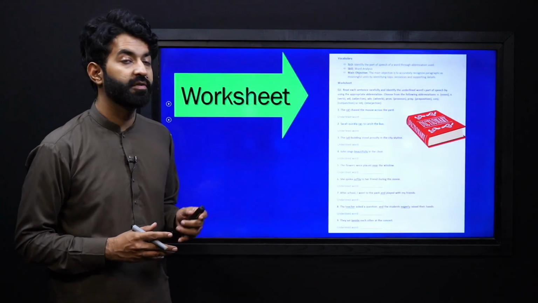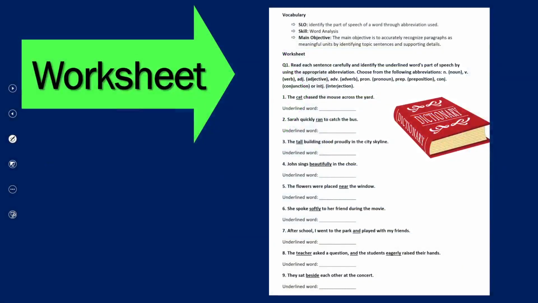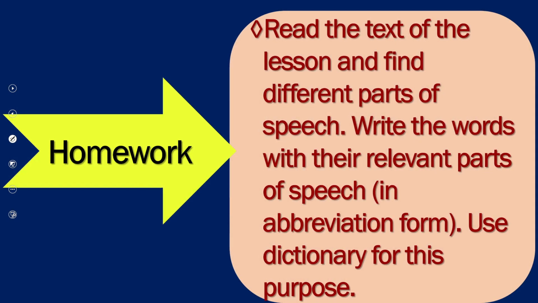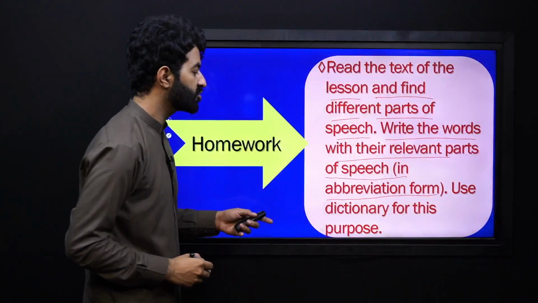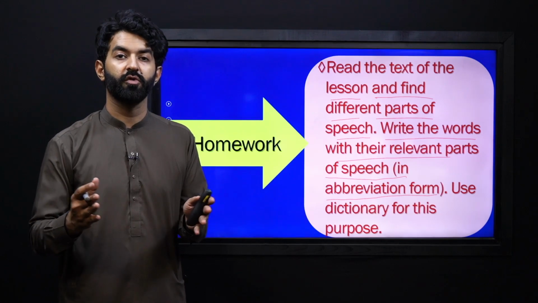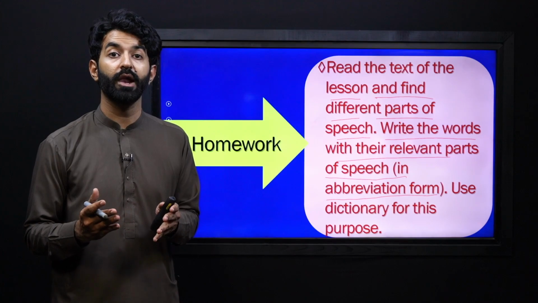Now, my fellow teachers, here is a worksheet that is attached in the resources of the video. So for homework, we have an interesting question. Read the text of the lesson and find different parts of speech. Write the words with their relevant parts of speech in abbreviation form. Use a dictionary for this purpose. You can use a pocket-sized dictionary, a full-sized dictionary, or you can also look them up in online dictionaries.